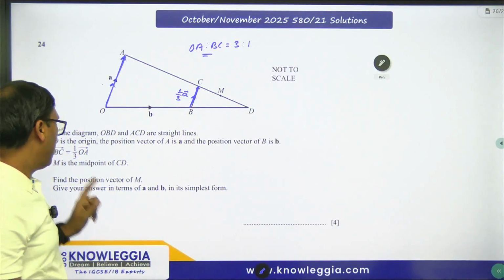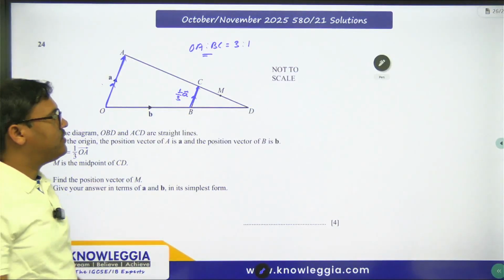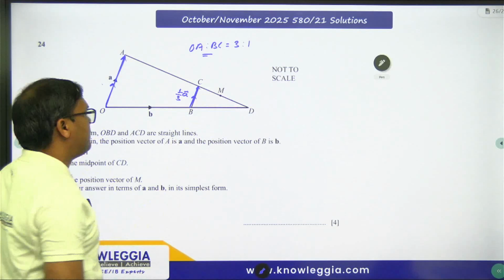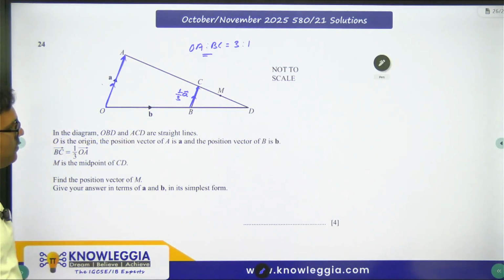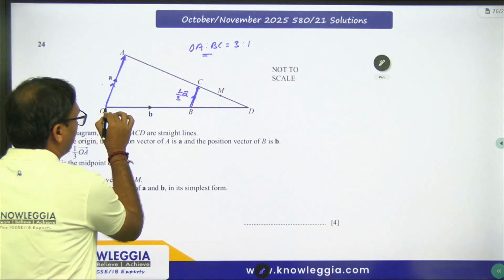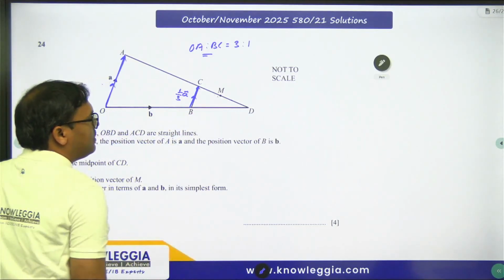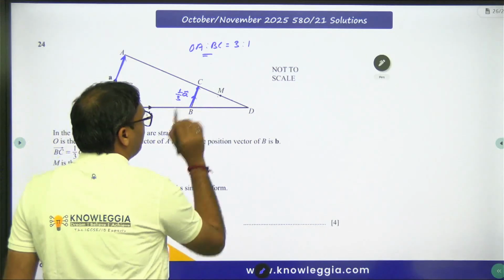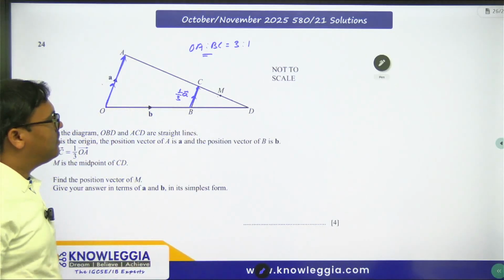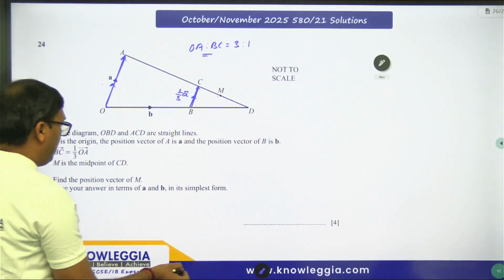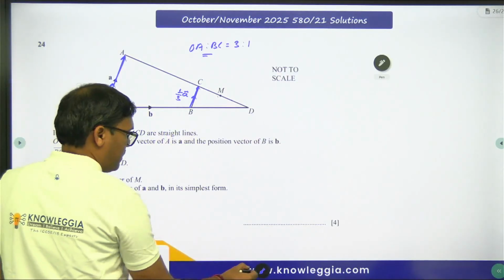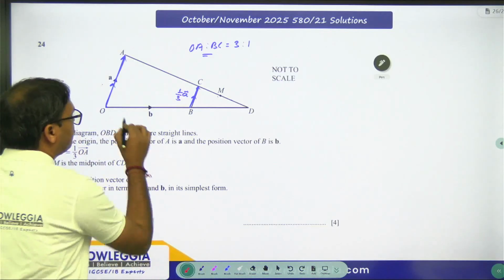Correct? Now the question is, M is the midpoint of this, and you have to find the position vector of M. For the position vector of M, what is needed? You have to find the OM vector. Now, how will you find the OM vector? Basically, you have to find the position vector of M. That means you have to find this vector.